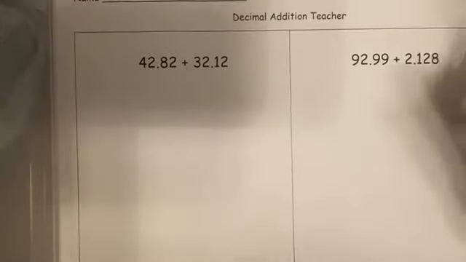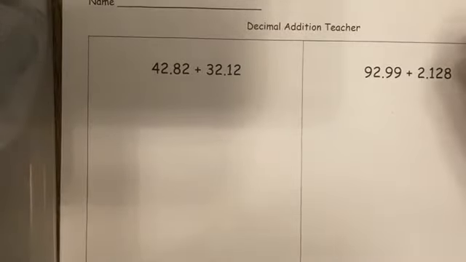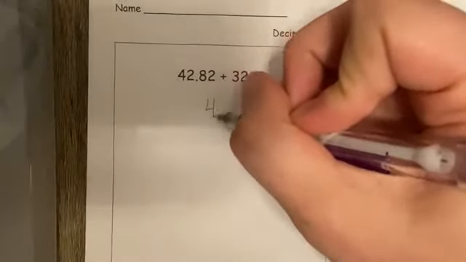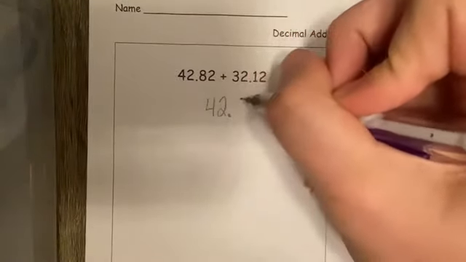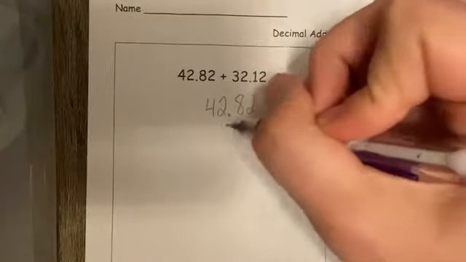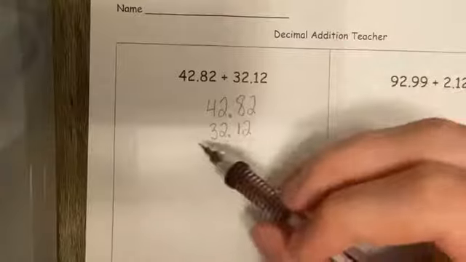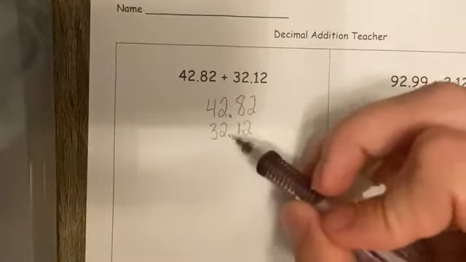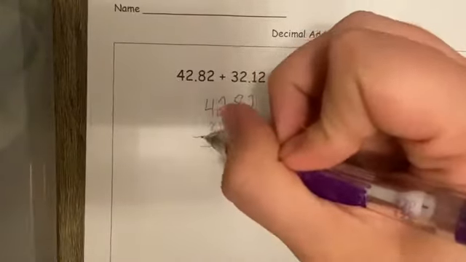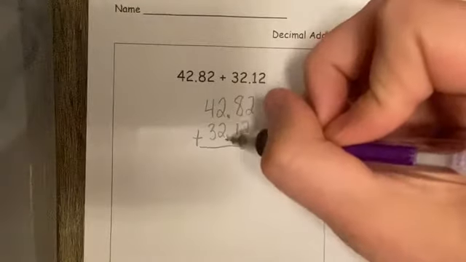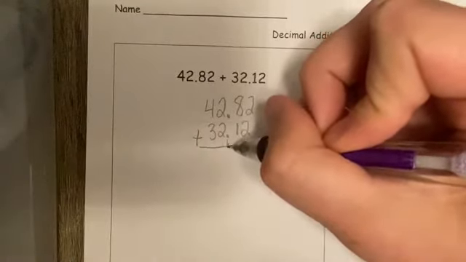Okay, so today we're going to be talking about decimal addition and subtraction. Now, when you are doing decimal addition and subtraction, it is important to always line up your decimals. So I'm lining them up so the decimals are in the same order right above each other. Then I just add like normal, and I can bring my decimal just straight down.